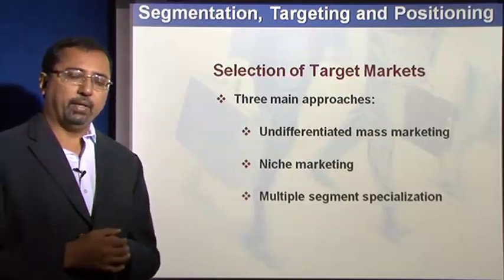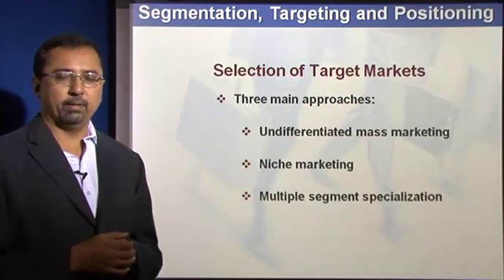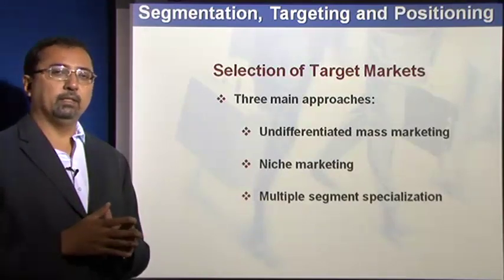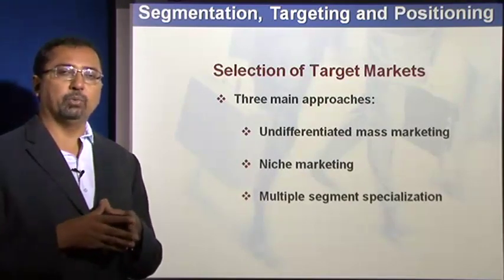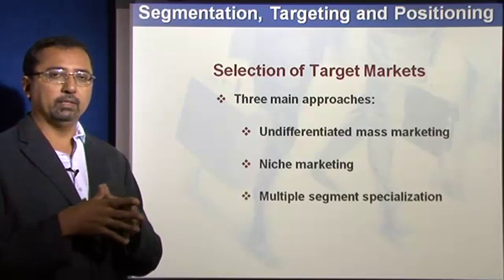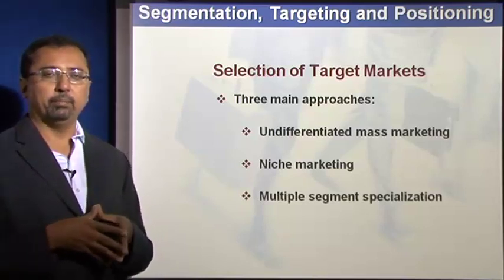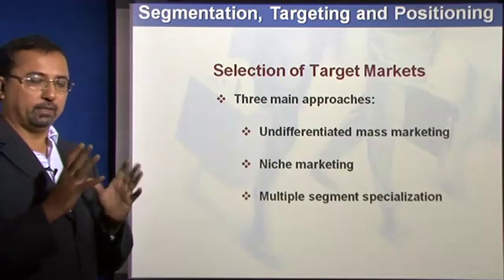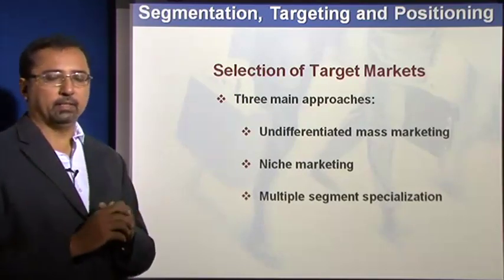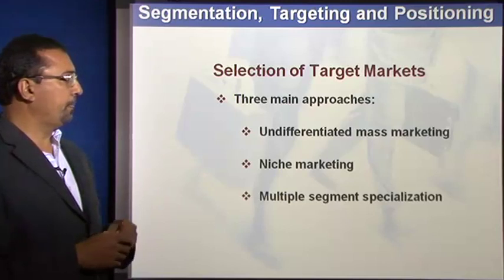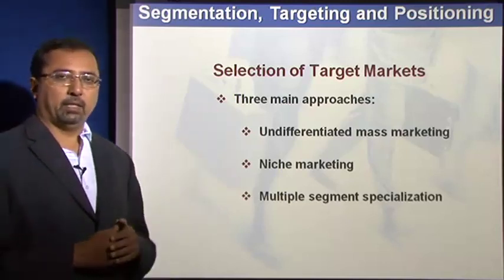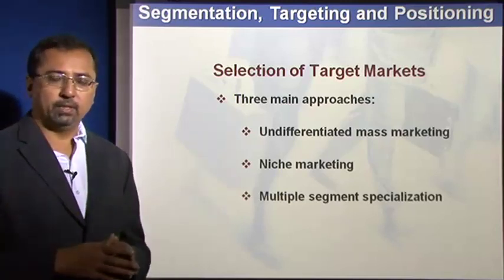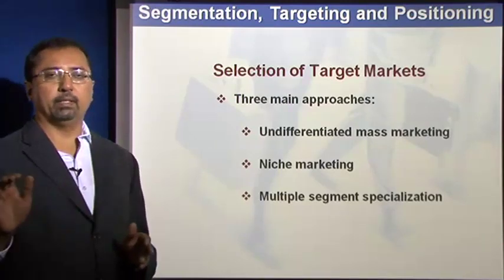Once various segments are identified and evaluated, then the task for the marketer is to figure out which ones to target. All the segments that are out there may not be the ones that he can choose to target. Which is why I said there's a difference between the segmentation exercise and targeting, which is, some people say one size fits all, which is undifferentiated mass marketing.